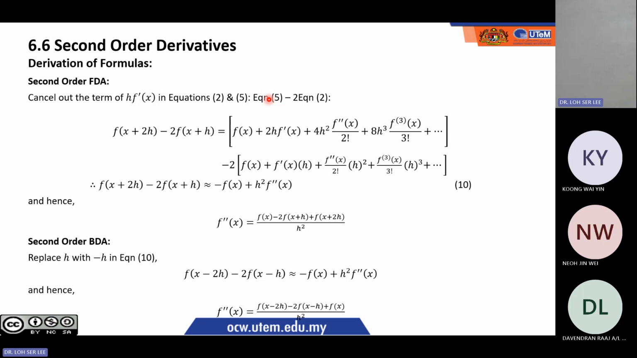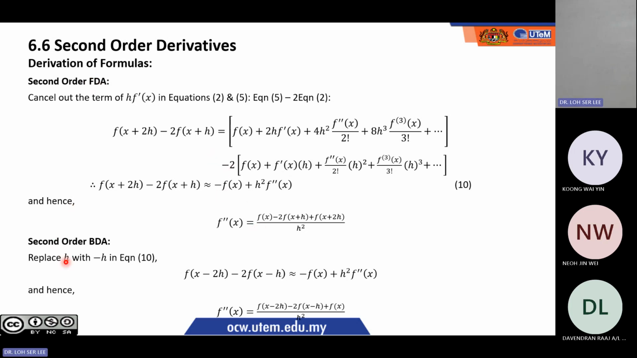So we use equation 5 minus 2 times equation number 2, with the aim to cancel out this term. After that we have the term of f double prime with all the f values. This is the formula for the second order forward difference approximation.